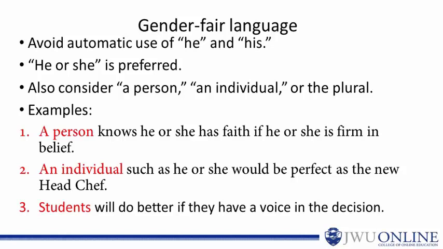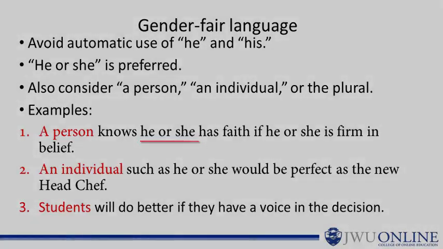An individual such as he or she would be perfect as the new head chef. And one more: Students will do better if they have a voice in the decision. Note that he and she are singular pronouns. Many students tend to use the third person plural they or their, which is incorrect. Be mindful of this when proofing your work.